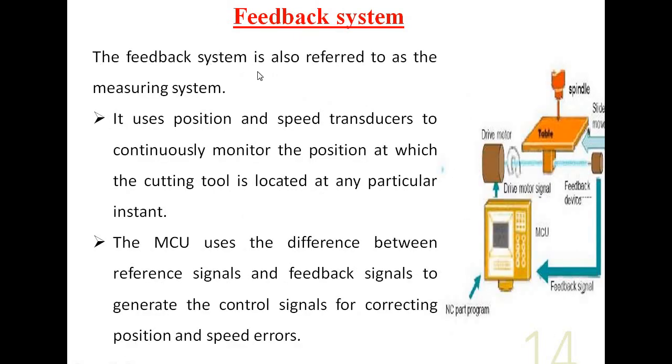Next is the feedback system. The feedback system is also referred to as the measuring system. It uses position and speed transducers to continuously monitor the position at which the cutting tool is located at any particular instant. The MCU uses the difference between the reference signal and feedback signal to generate control signals for correcting the position or speed errors. The feedback system generally tells the cutting tool its proper location and proper position.